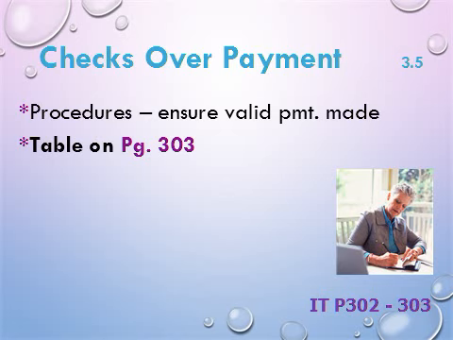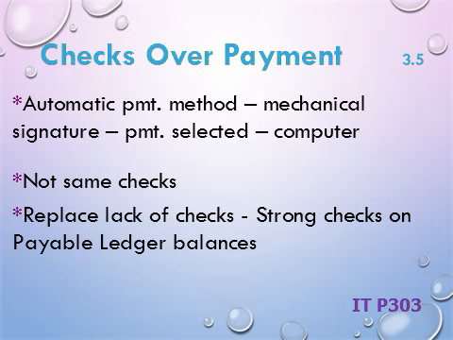Automatic payment methods, used in large businesses, may include the use of mechanical signature of payments selected by the computer. If this system is used, then the same checks that are usually done on individual payments are not done as in a small business. So to replace the lack of checks on individual payments, there needs to be strong checks on the payable ledger balances, so that the wrong payments are not made.